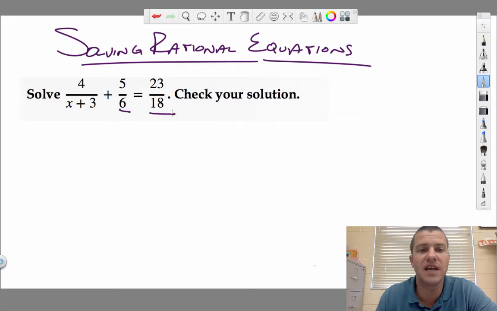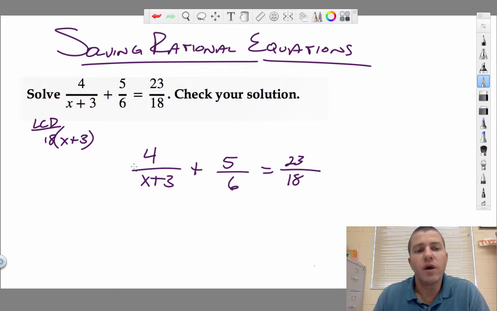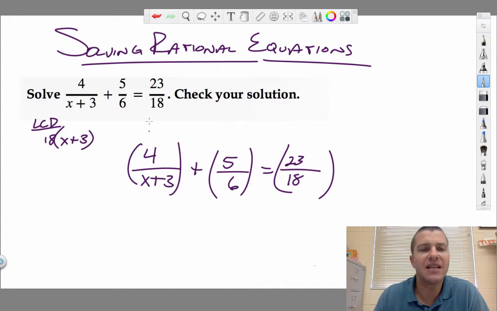So between 6 and 18, the common denominator is 18. And then I also need to have this x plus 3 in that LCD because that's a whole other expression. Okay? So it's going to be 18 times x plus 3. So what you're doing with it is I'm going to multiply every term by that least common denominator. And what happens is all of the denominators should cancel out.